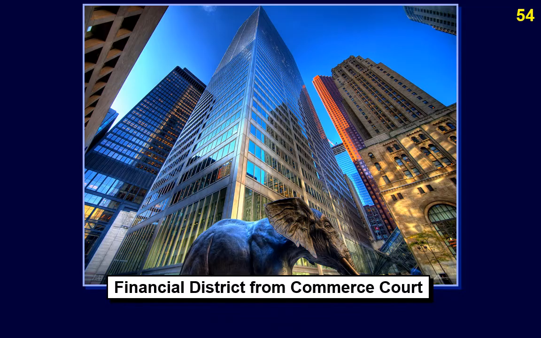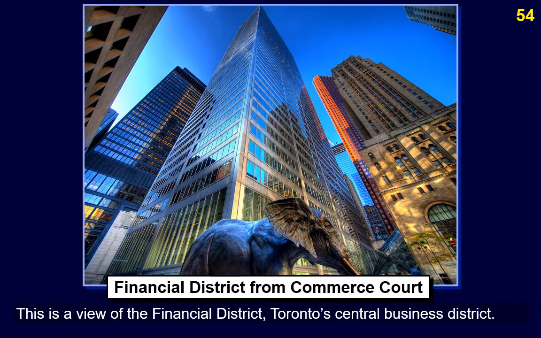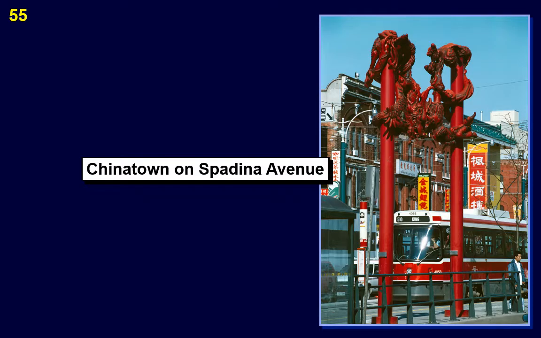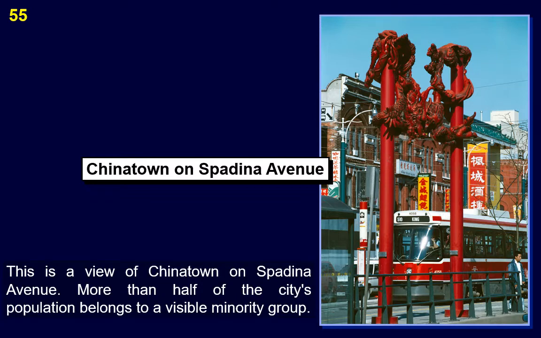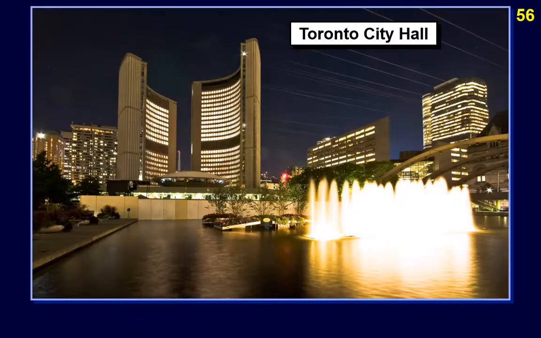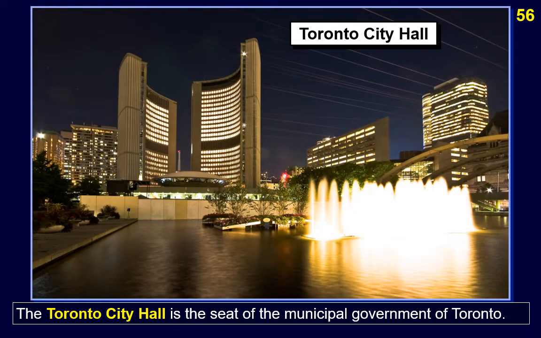This is a view of the Financial District, Toronto's central business district. This is a view of Chinatown on Spadina Avenue. More than half of the city's population belongs to a visible minority group. The Toronto City Hall is the seat of the municipal government of Toronto.